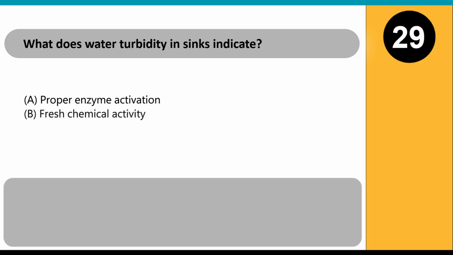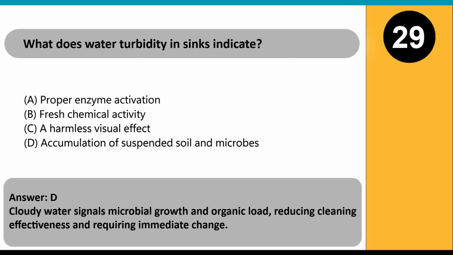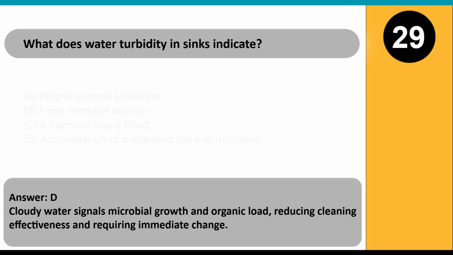What does water turbidity in sinks indicate? A. Proper enzyme activation. B. Fresh chemical activity. C. A harmless visual effect. D. Accumulation of suspended soil and microbes. Answer D. Cloudy water signals microbial growth and organic load, reducing cleaning effectiveness and requiring immediate change.